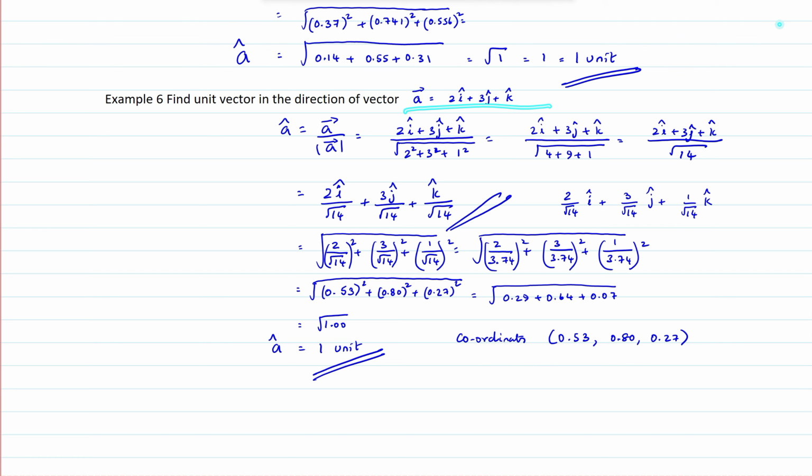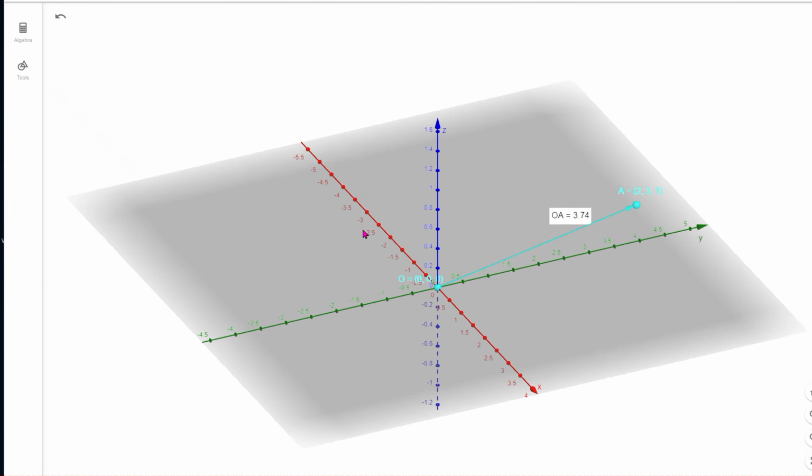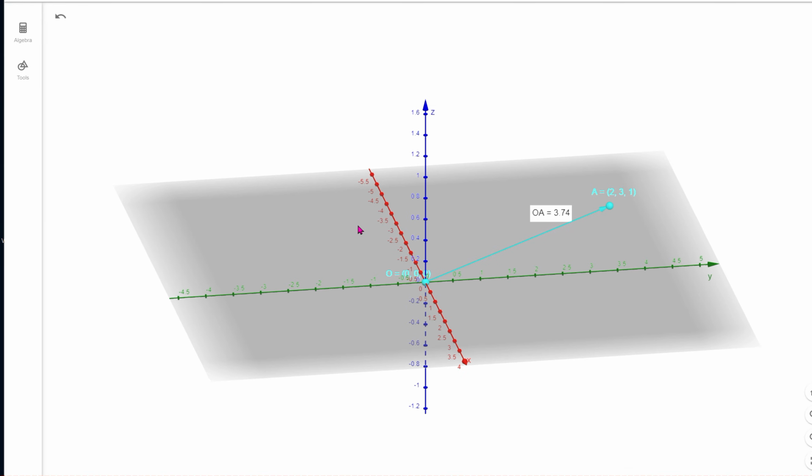The length of this vector is given by root of x square plus y square plus z square, which is root 14. The value of root 14 is 3.74 units. This is the length of the full vector, the coordinates of the vector, and the equation of the vector, which we will substitute in 3D geometry. Now you have the same problem in three-dimensional format. Example number 6: the vector is drawn from the origin until point A with coordinates 2, 3, 1, and the length of this particular vector OA is 3.74.